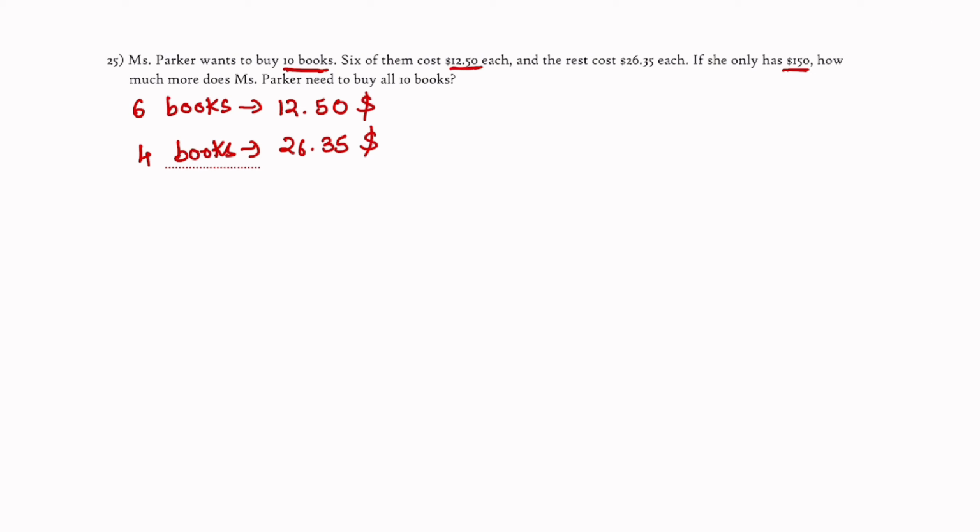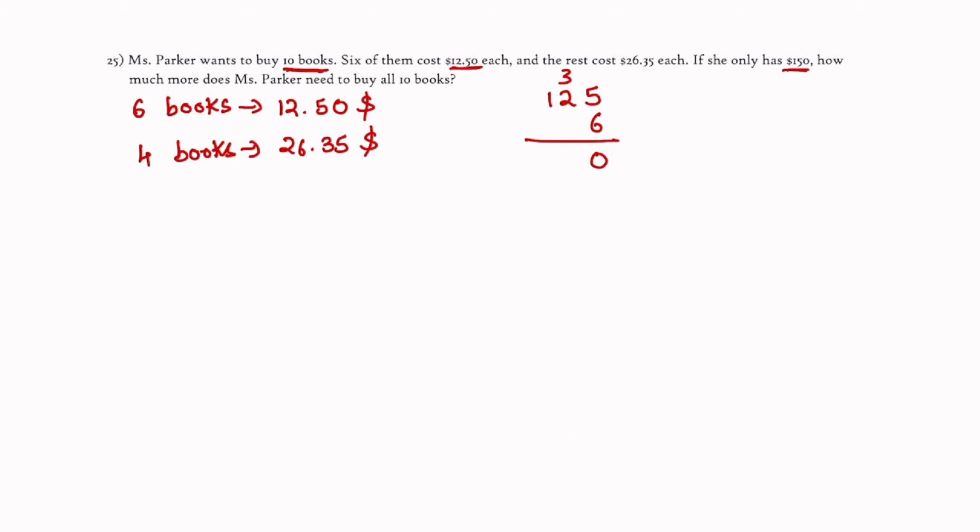How do we solve this? How do we know how much more she needs? Well, for that, we need to know how much she has to pay for these books. And do we know how much she has to pay for all these books? Not yet. Can we find out? Of course. Let's do that. $12.50 per book. And there are 6 books, which means repetitive addition. And that means multiplication. So it's 125 times 6.